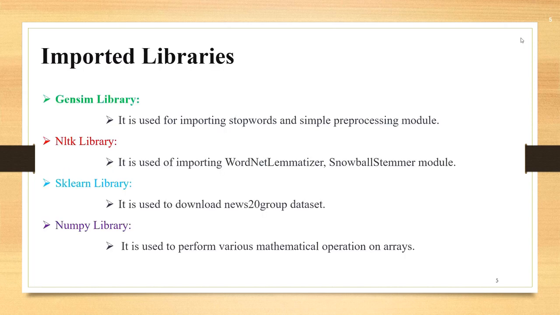So moving on to the imported libraries, we have a number of libraries in our project, but these four main libraries are the core part of our project. So let us have a look at them. The first one is the Gensim library. We are importing the stop words and pre-processing modules from the Gensim library. Stop words are basically the punctuation marks or jargons, like underscore, commas, full stop.